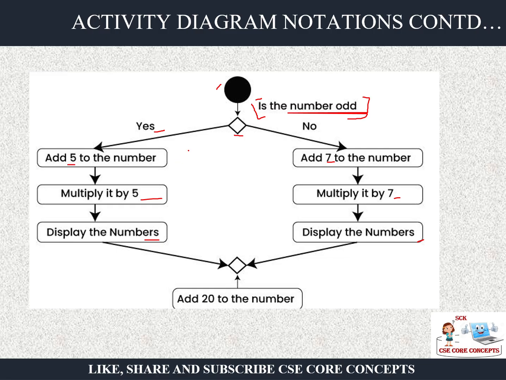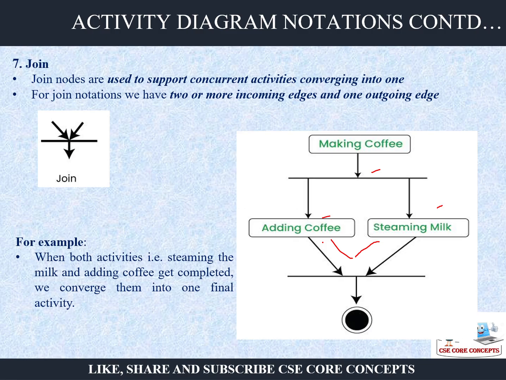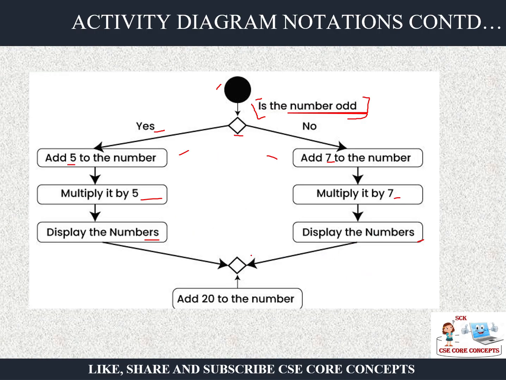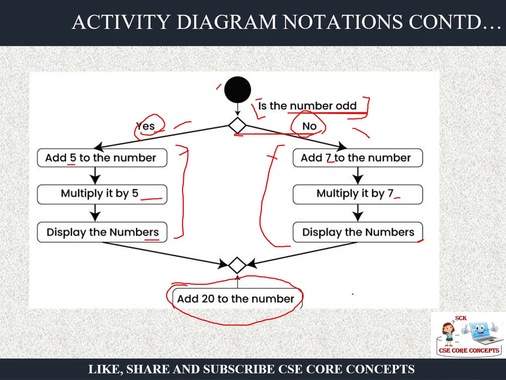See, these two were not concurrent activities. If they were concurrent activities, then we would say it is a join. But this is a merge. Okay, the type of activities they are doing is not concurrent. Either you will go for yes, or you will go for no. You are not going to do both the activities together. Concurrent means when you are doing both the activities together, right? So here either you are following this path or you are following this path. So whatever path you are following, finally whatever is the result, you are adding 20 to the number. So it is a merge relationship.